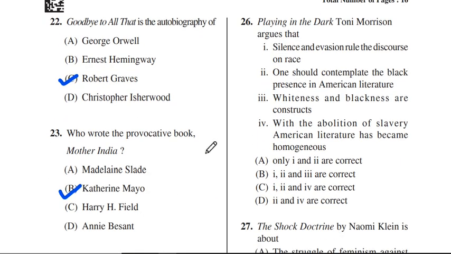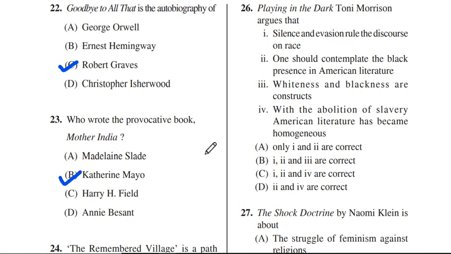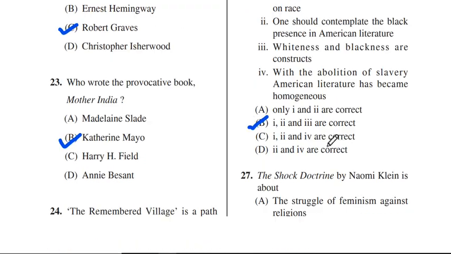So the next one, 26th one. In Playing in the Dark, Toni Morrison argues that... here we have four options, and after that they have given choices also. And the correct answer is B. 1, 2, and 3 are correct. That means she argues that silence and evasion rule the discourse on race; one should contemplate the black presence in American literature; and whiteness and blackness are constructs.